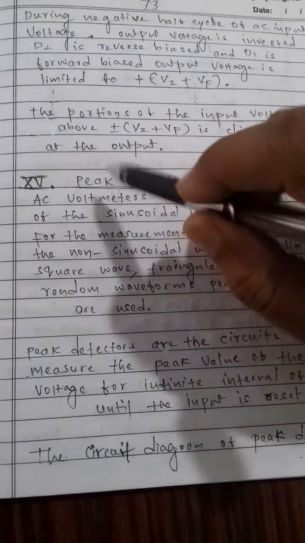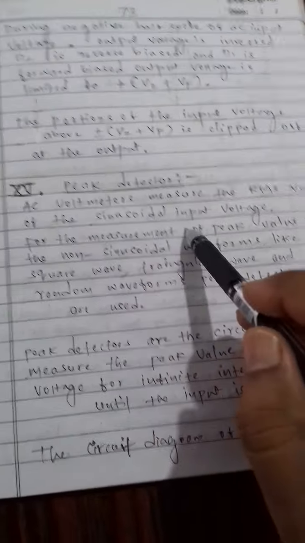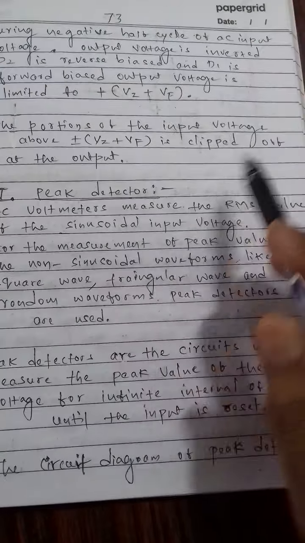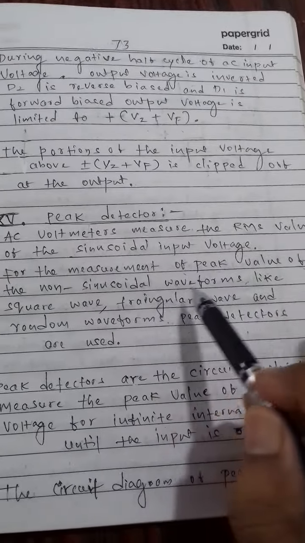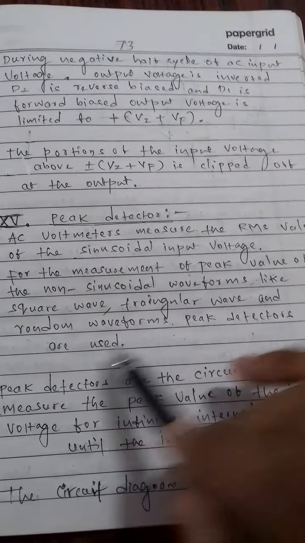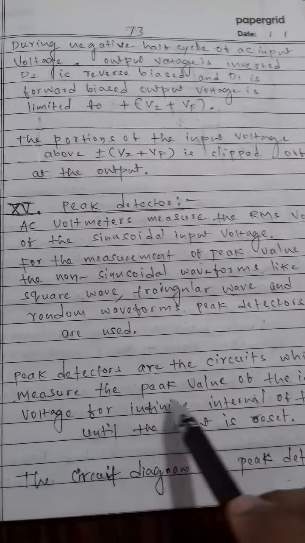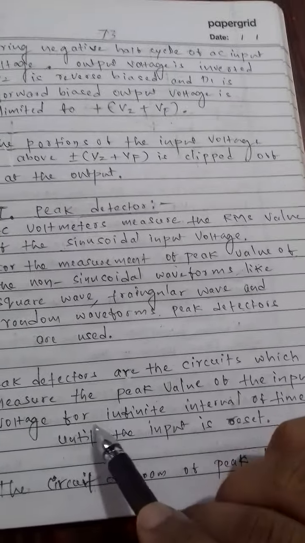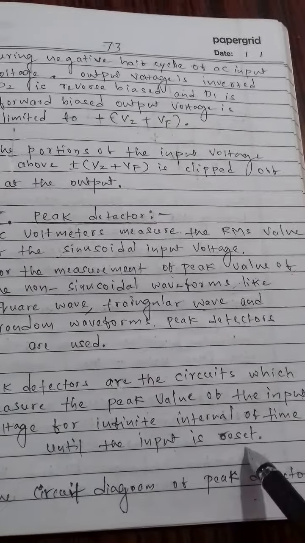Peak detectors. The AC voltmeters measure the RMS value of the sinusoidal input voltage. For the measurement of peak values of non-sinusoidal waveforms like square wave, triangular wave and random waveforms, peak detectors are used. Peak detectors are the circuits which measure the peak value of the input voltage for an infinite interval of time until the input is reset.